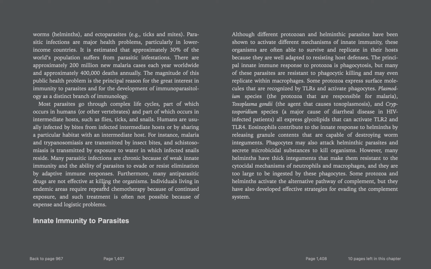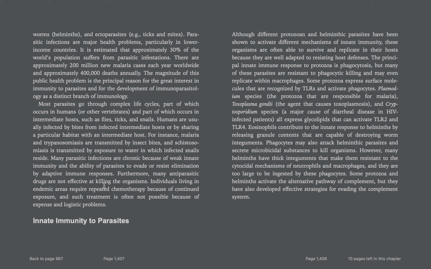Some protozoa express surface molecules that are recognized by toll-like receptors and activate phagocytes. Plasmodium species, the protozoa responsible for malaria, Toxoplasma gondii, the agent that causes toxoplasmosis, and the Cryptosporidium species that causes diarrheal disease in HIV infected patients, all express glycoproteins that can activate toll-like receptor 2 and toll-like receptor 4.